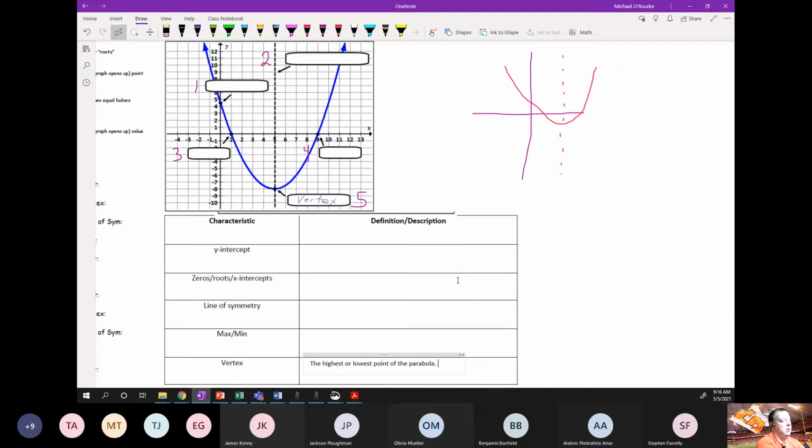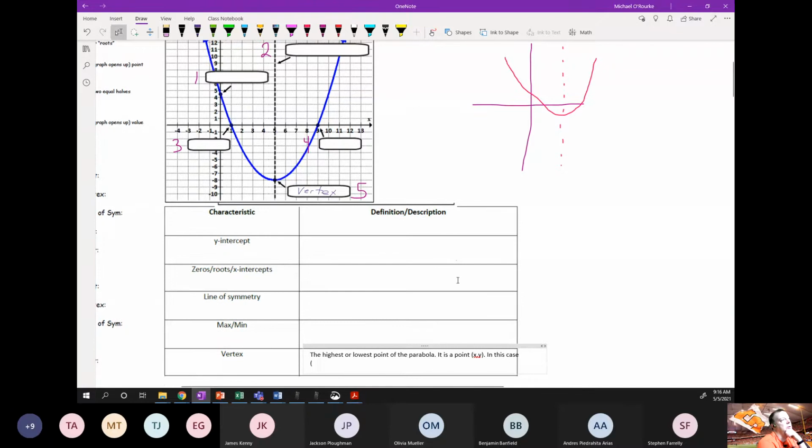Okay, and it is listed not as listed, it is a point. So x comma y. In this case, the vertex here would be 5 along the x and then -8. So it would be 5 comma -8. Okay. Any questions about the vertex?